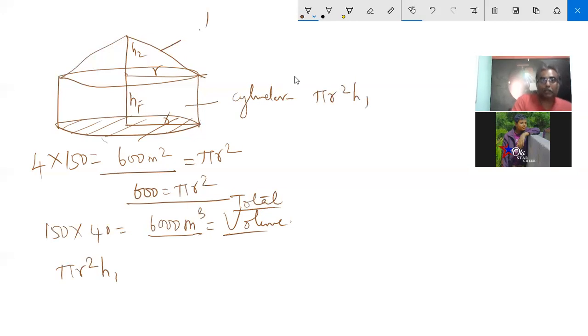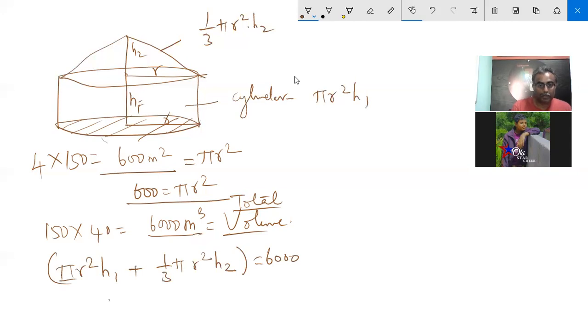Cone is 1/3 pi r squared H2. Okay. Pi r squared H1 plus 1/3 pi r squared H2. This is the total volume, equal to 6,000. So here pi is common, take pi outside. Again r squared is also common, take r squared outside. What is remaining? H1 plus H2 by 3 is equal to 6,000.